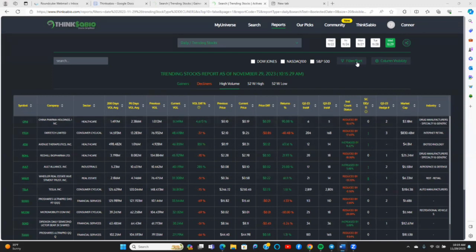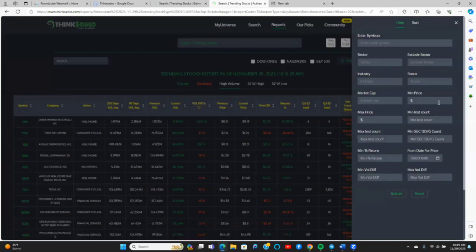One thing you can do, if for instance a lot of these prices are pretty low, is filter it so the minimum price is, let's say, $10. You could see it so that only stocks that are that high are in this report. So you have a lot of customization there.